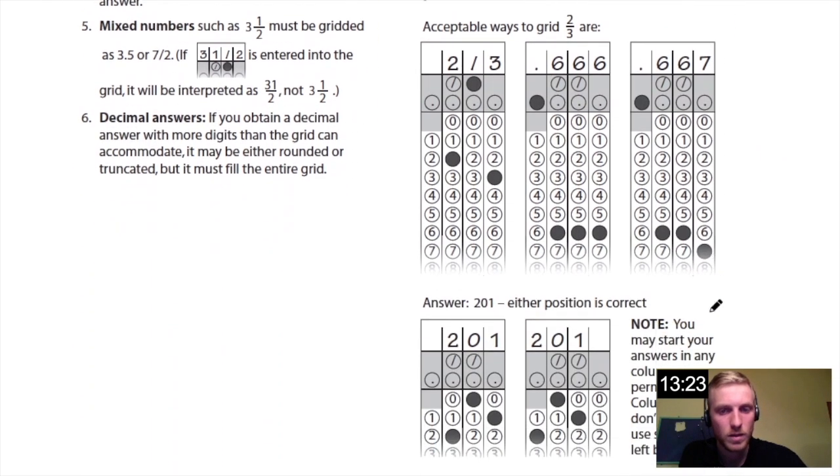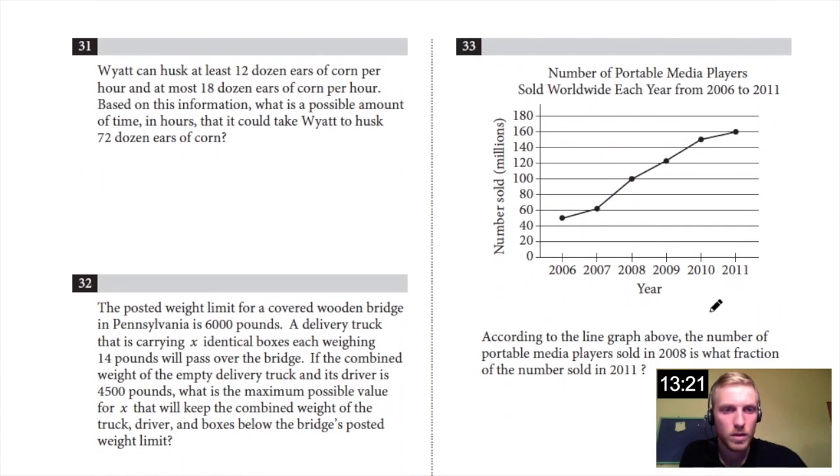Okay, let's see, moving on to the non-multiple choice portion. So Y can husk at least 12 dozen ears of corn per hour and at most 18 dozen ears of corn per hour. Based on this information, what is the possible amount of time in hours it could take Y to husk?